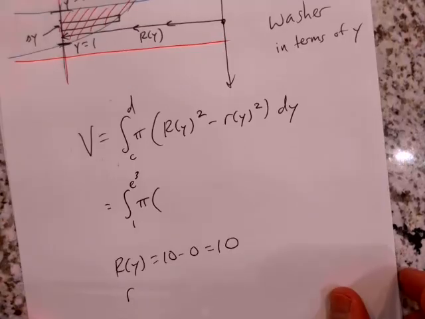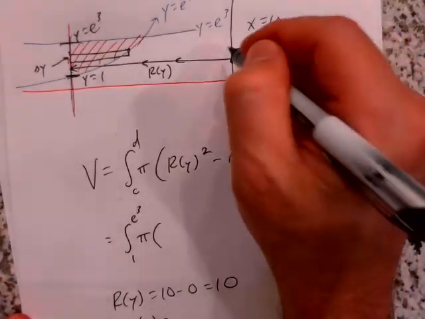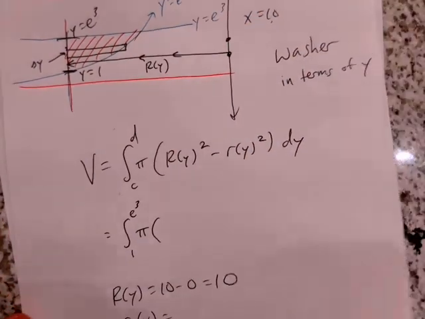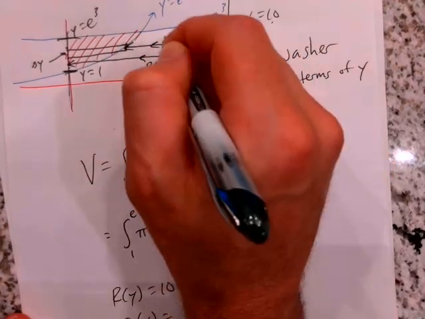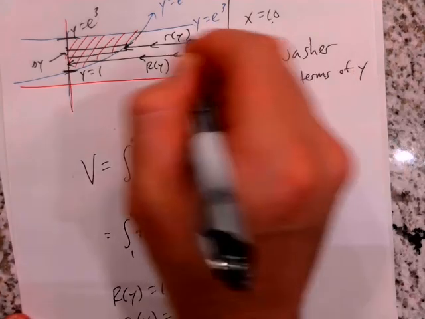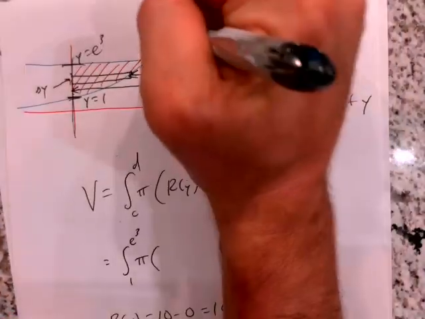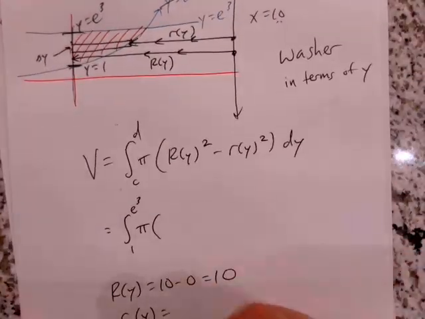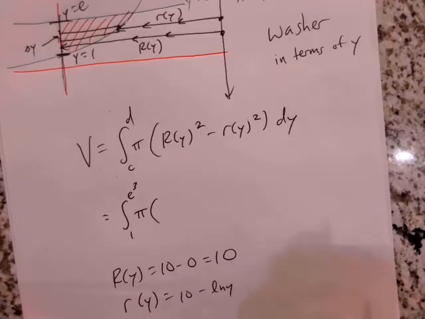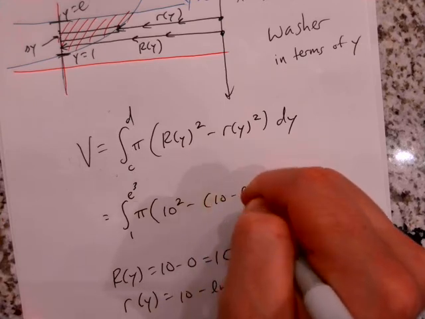Small r of y is the distance from the axis of revolution to the point on the region closest to you. Right side minus left side. Now we're in terms of y, so instead of y equals e to the x, we have x equals log y. And we have 10 minus log y, because the right side minus the left side. And now we have our integral. It's 10 squared minus 10 minus log y squared.